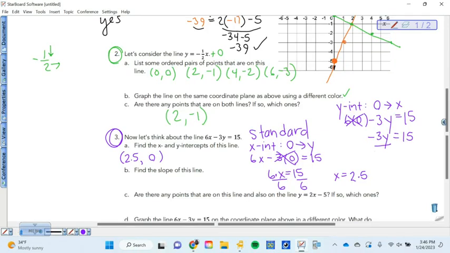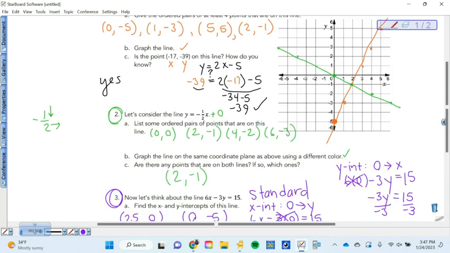Divide both sides by negative 3. So y equals negative 5. That's my y-intercept. What are the coordinates of that point? Excellent. 0, negative 5. Let's plot those 2 points. So 0, negative 5, that's my y-intercept. That's right there. And then 2.5, 0, that's my x-intercept right there.